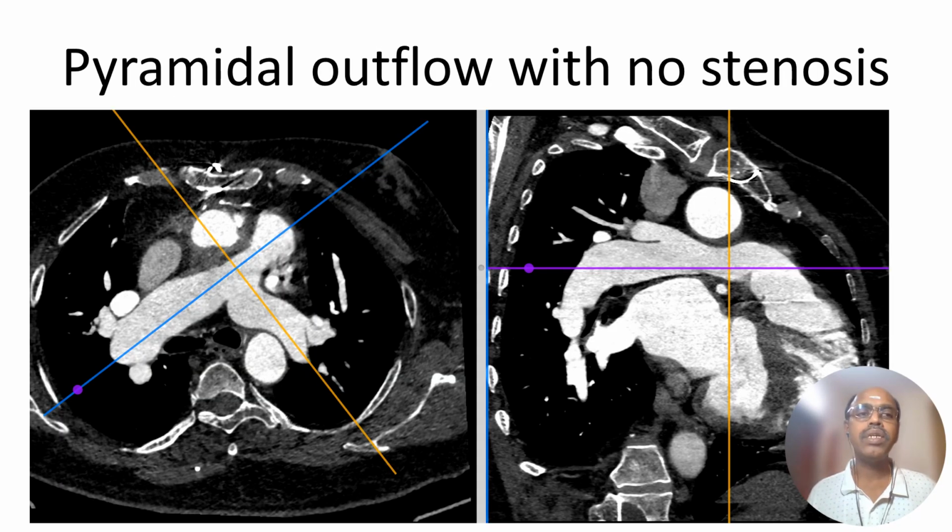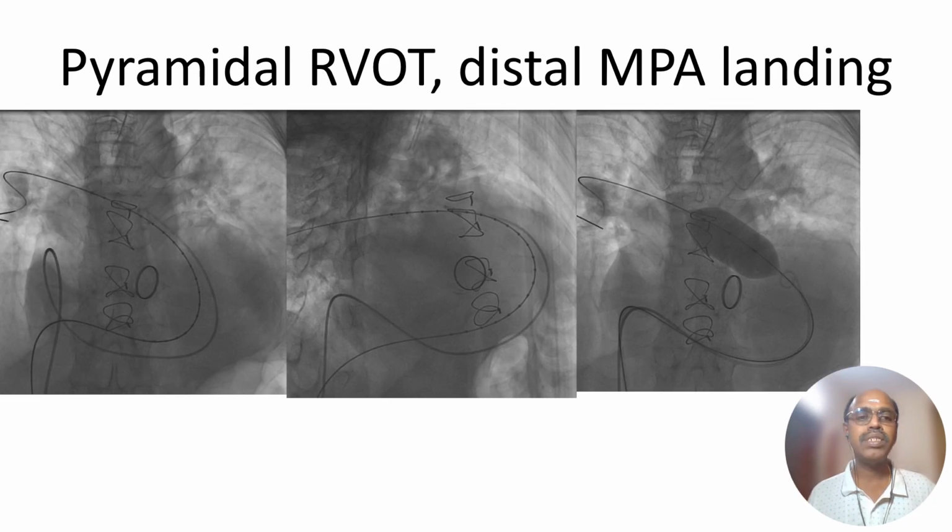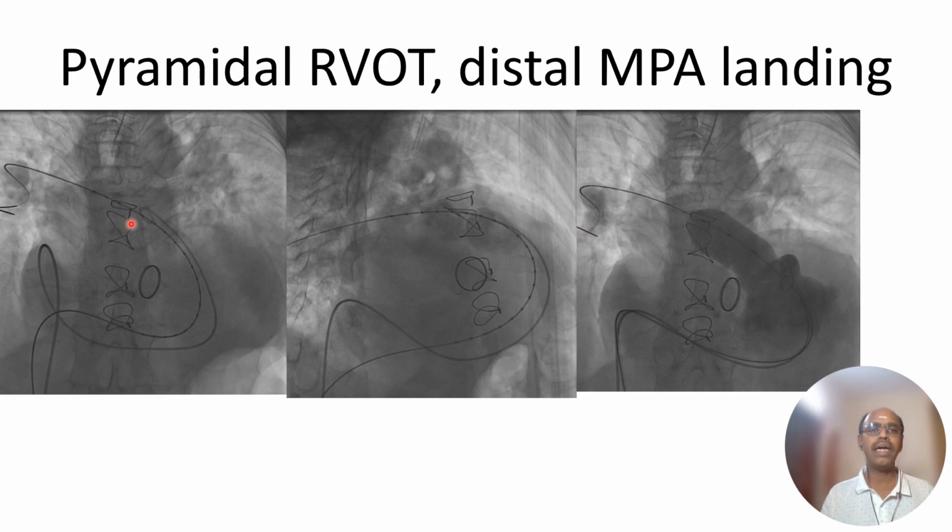The last subset is pyramidal outflow tract with no stenosis at all. So this is the RPA and LPA being very large, but the distal main pulmonary artery is a little smaller. There is no gradient, but it is small. If you look at the proximal part of the right ventricular outflow tract, it's much larger. So in these places, you have to precisely land the stent exactly at that landing zone.